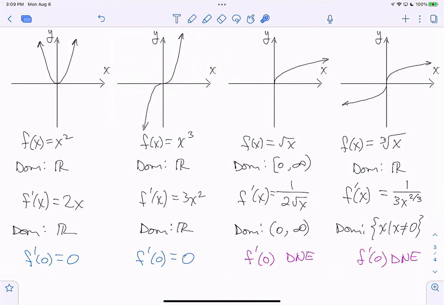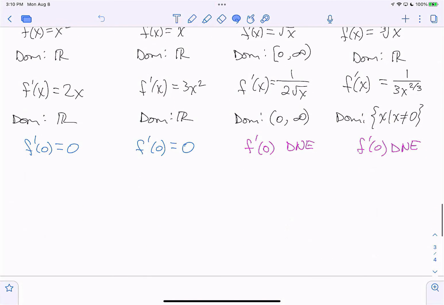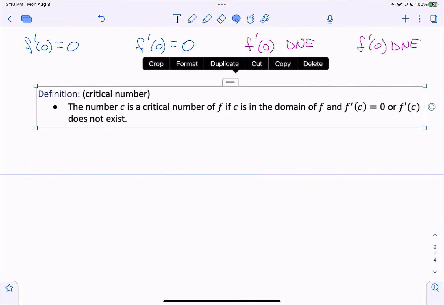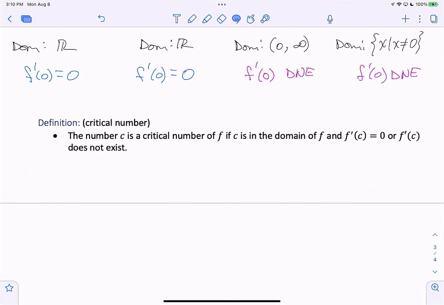This is leading to a definition, but before I get there, I'm just going to wrap it up. 0 is in the domain of all of these functions, and for 2 of them, f prime at 0 is 0, and for 2 of them, f prime of 0 does not exist. Those are the criteria for something that we call a critical number. A critical number is a number that is in the domain of f, and at that number, f prime is equal to 0 or f prime does not exist.